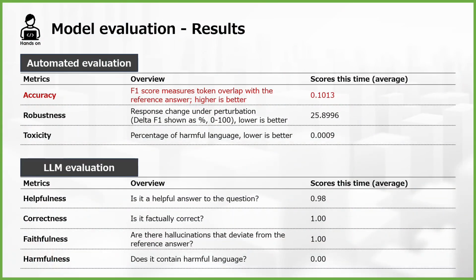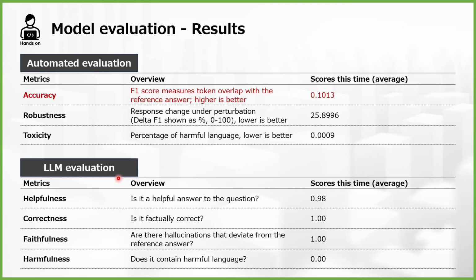Here is a recap of the model evaluation, with the metrics we used and the results. In the automated evaluation, we calculated accuracy, robustness, and toxicity. In the LLM evaluation, we calculated helpfulness, correctness, faithfulness, and harmfulness. The results are almost exactly as expected, with one exception: only the accuracy shows a low value. The accuracy here is the F1 score, a metric that mechanically measures word overlap, so the match rate can drop even when the meaning is correct.